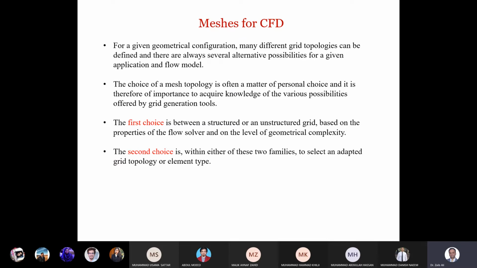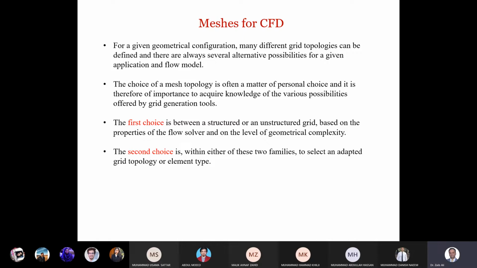So there are various choices available. The first main classification is between a structured mesh and an unstructured mesh. You have gone through this yourself in the tutorials as well: we created structured meshes in the start, and then in the last tutorial about 3D we created an unstructured mesh. So that is the first choice, whether to create a structured mesh or an unstructured mesh.